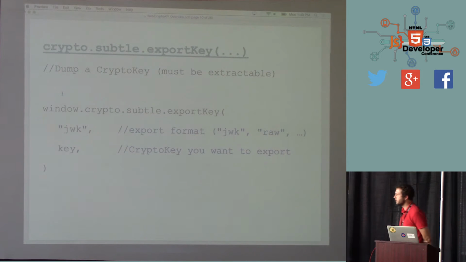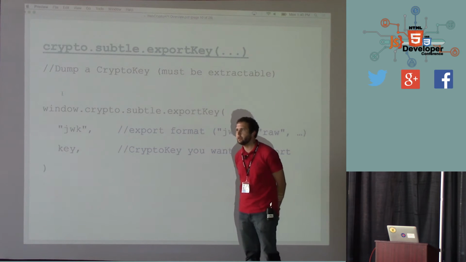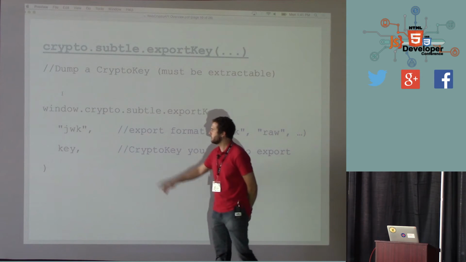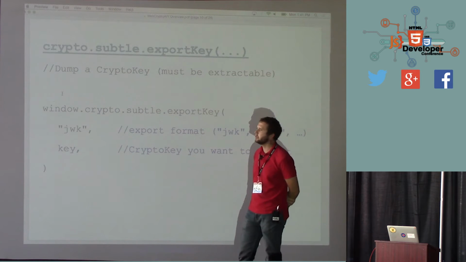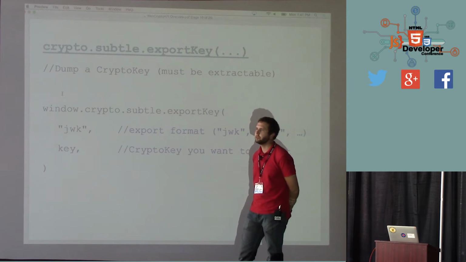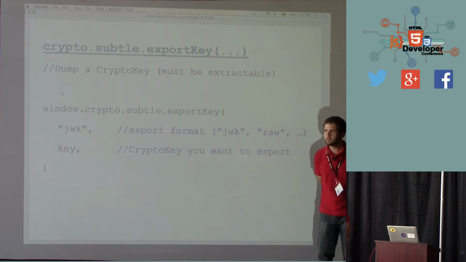Export key is how you get keys out. So if you have a crypto key that you've generated where you set it extractable to true, you can specify the format and the key itself, and it will dump it to whatever format you have. So there's a big old long list of what types of crypto keys can be dumped to what types of formats, and I'll go through that later as well. Okay?